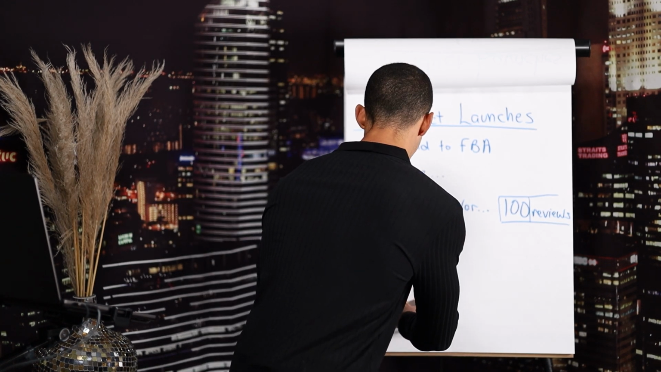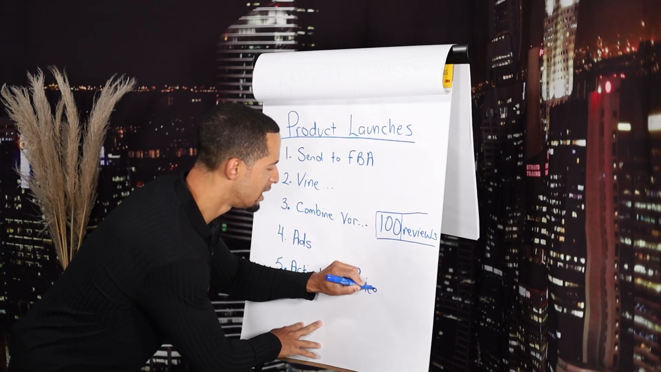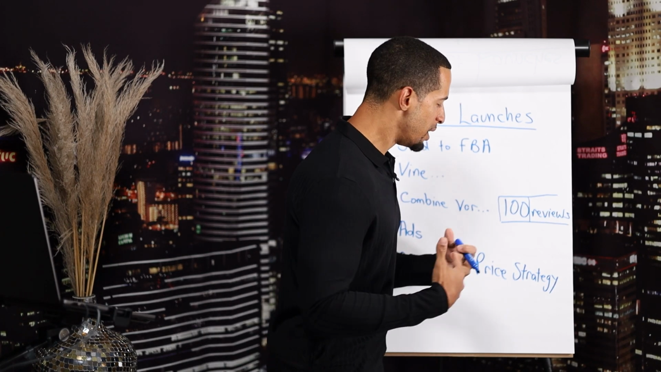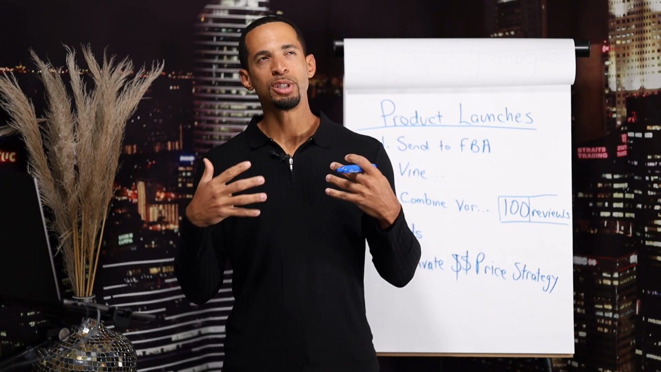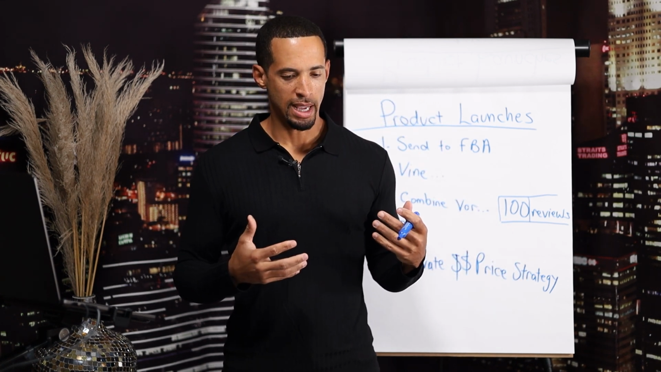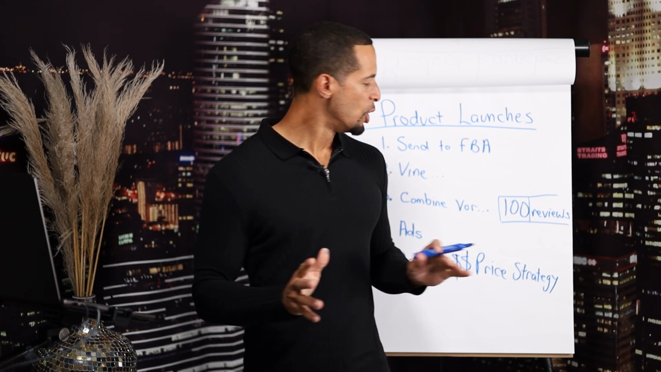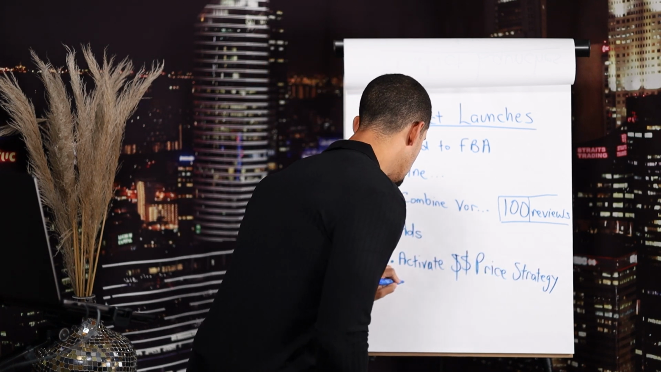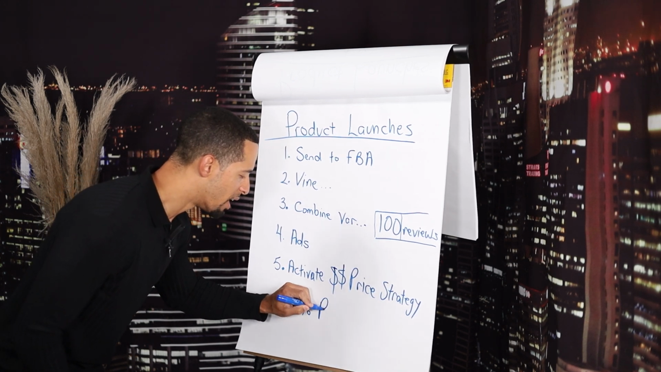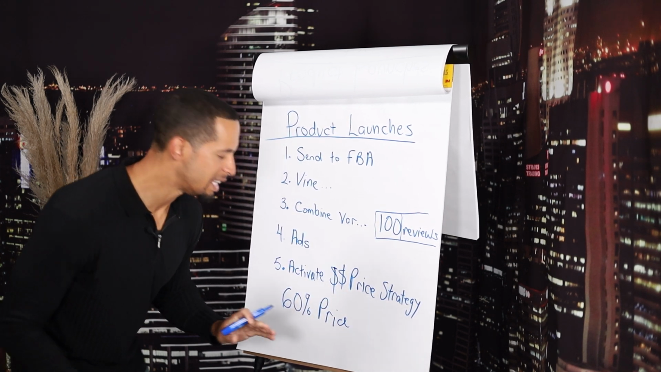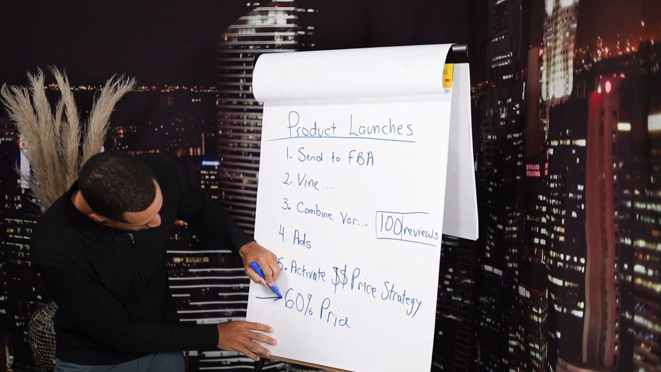Okay, step number 5 is to activate price strategy. Now, I'm going to give you the strategy that we use for all of our products, and that's where we basically ask ourselves, how much do we want to charge for this product? And we understand that we don't have any sales velocity just yet. So we're going to start, generally speaking, our products at 60% of the price that I want to eventually end up at on Amazon. Now, why am I doing this at 60% of the price?